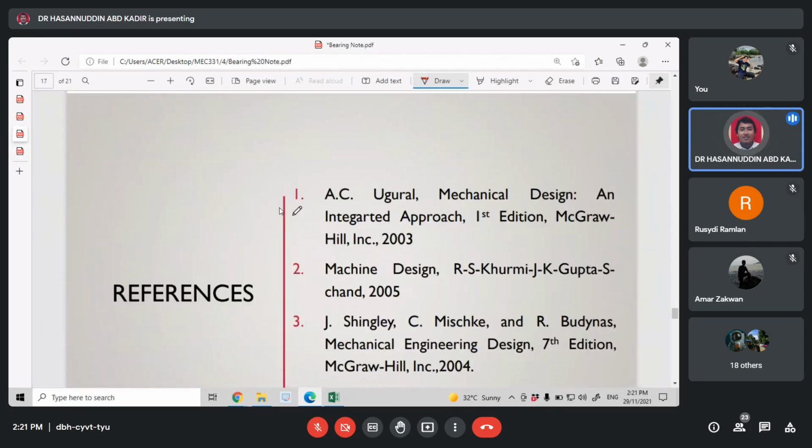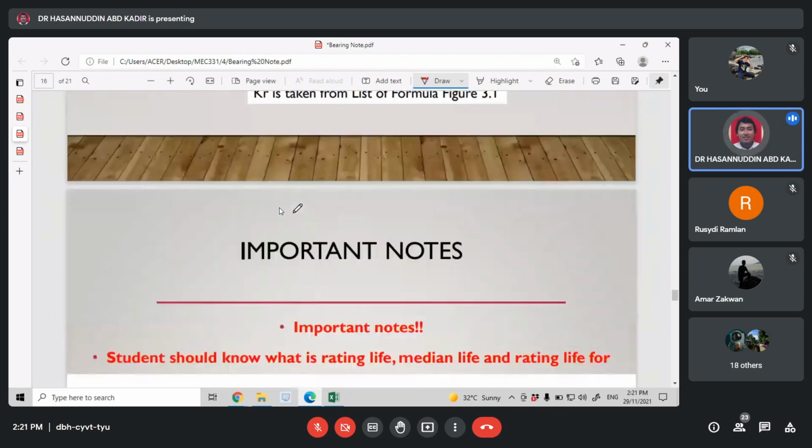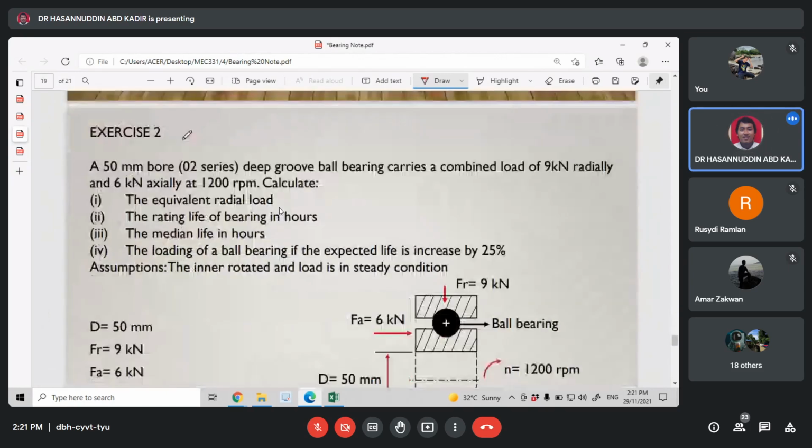Okay, so we can go for another question, exercise number 2. Ini panjang sikit bahagian sini. So as usual before we start, please baca betul-betul soalan tu. So this one they mention a 50 mm bore, and they mention this is for a deep groove ball bearing.